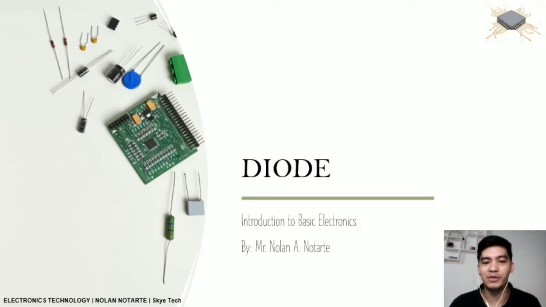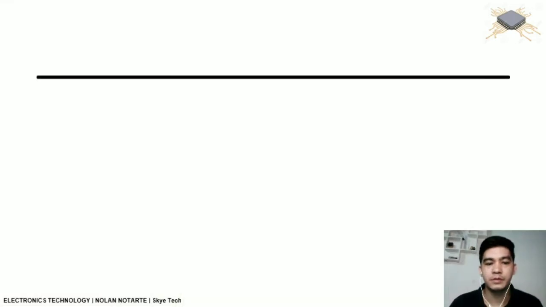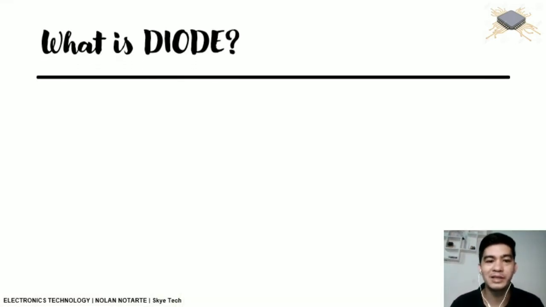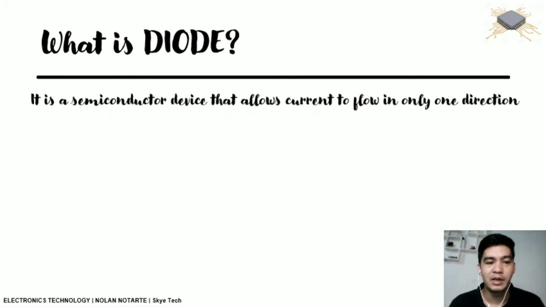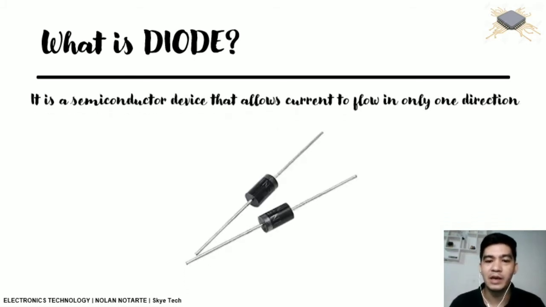Ang topic natin sa araw na ito ay tungkol sa semiconductor diode. Okay, so ano ba ang diode? What is a diode? A diode is a semiconductor device that allows current to flow in only one direction. So, ang sabi daw, ang diode daw ay isang device na nag-aalaw ng kuryente na mag-flow sa isang direction lamang. So, sa nakikita nyo sa picture, yan po yung actual image ng isang semiconductor diode.